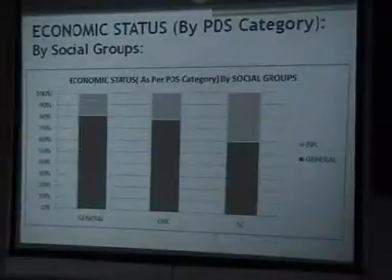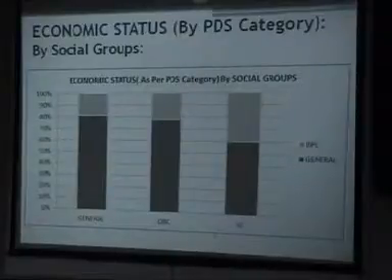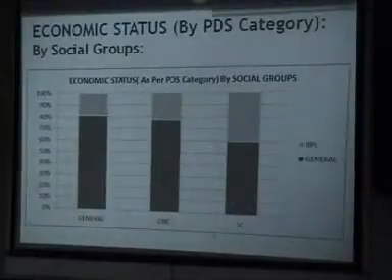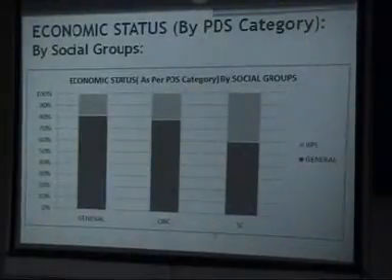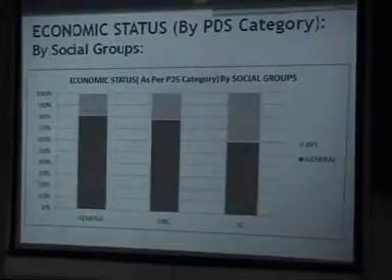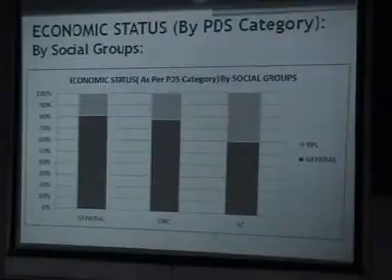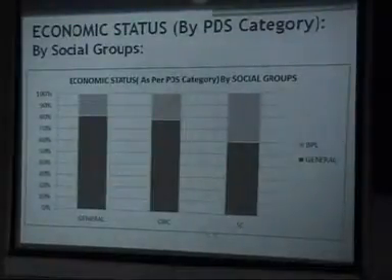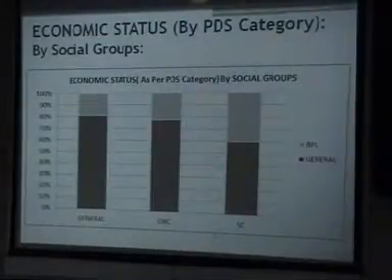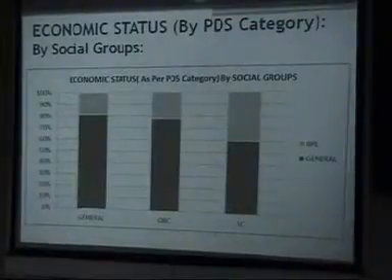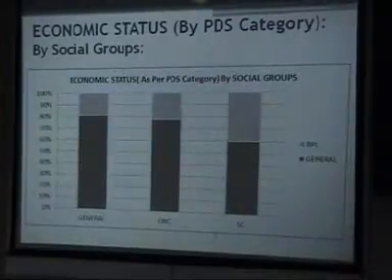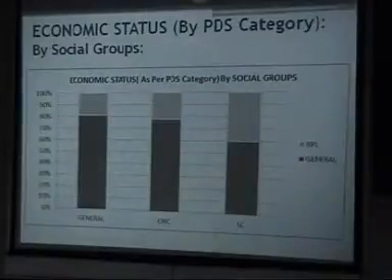Economic status by PDS categories. The economic inequality is clearly visible across the social groups, as the highest share of SCs come under the BPL category, while only 20% of the general population is under BPL and 40% of SCs are below the poverty line. The difference between General and OBC is not pronounced, but the disparity between General/OBC and SC is high.